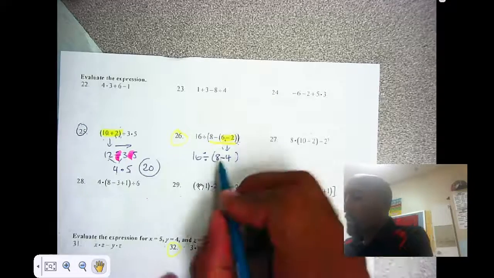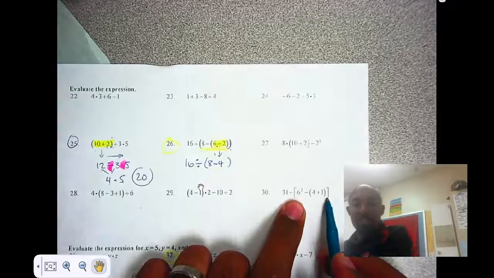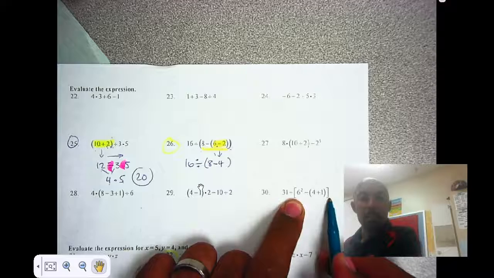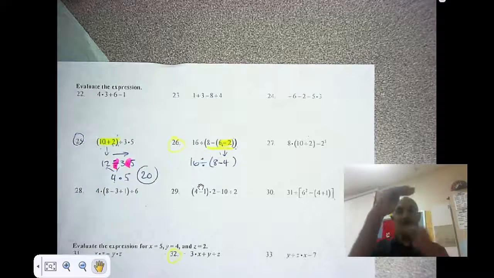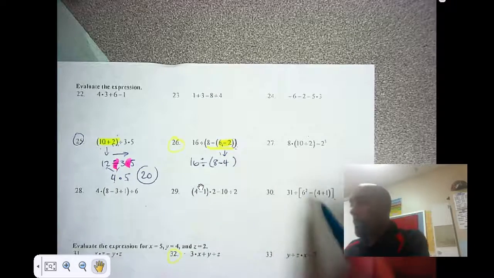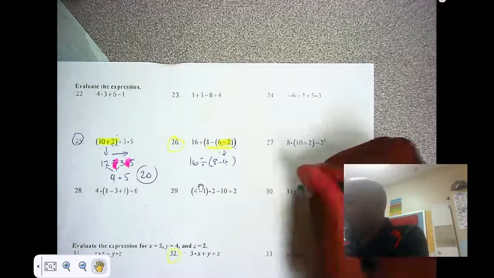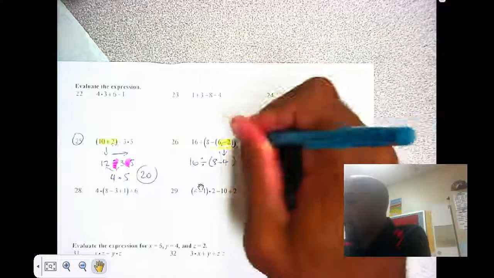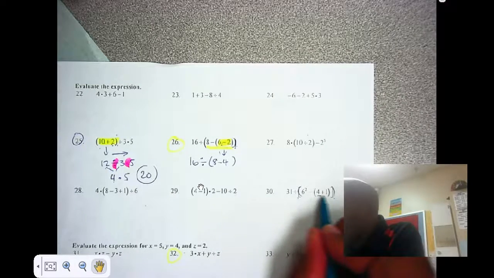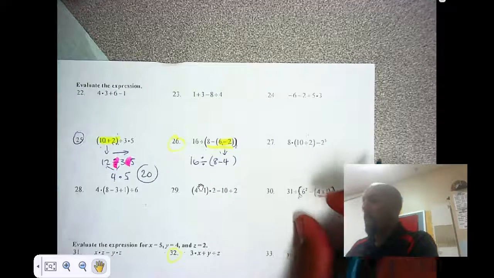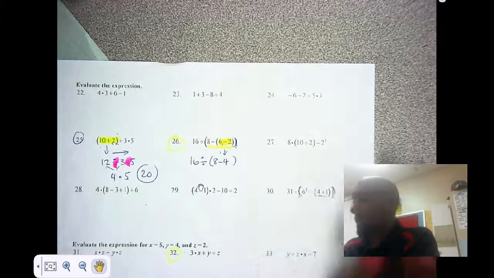Okay. And this one is also just like that. These are like big parentheses. When they're square like that, they're called brackets. But it's the same thing. Big parentheses, big parentheses. Then I go inside and I do this first. So you guys can try that one next if you haven't done it.